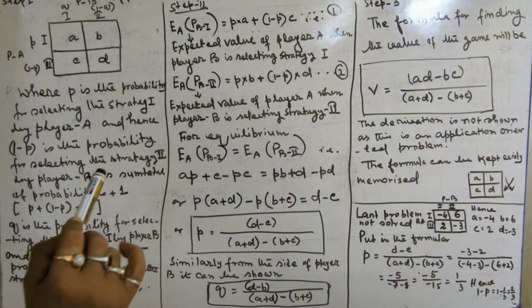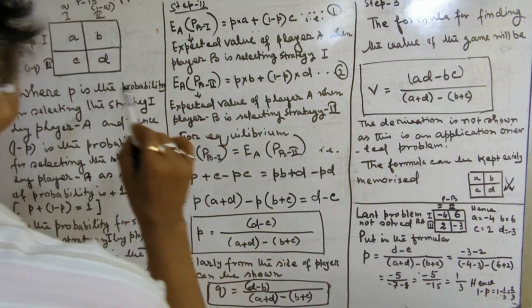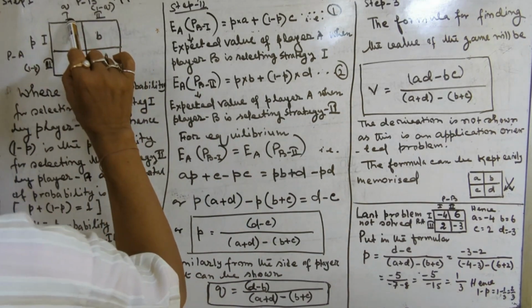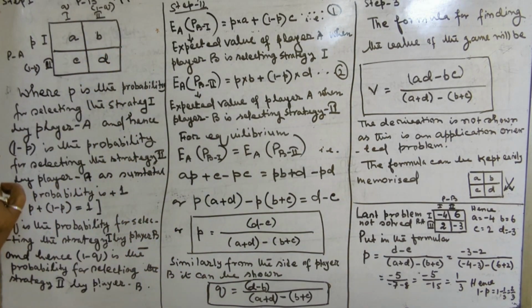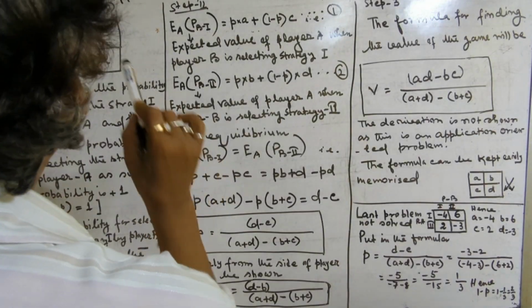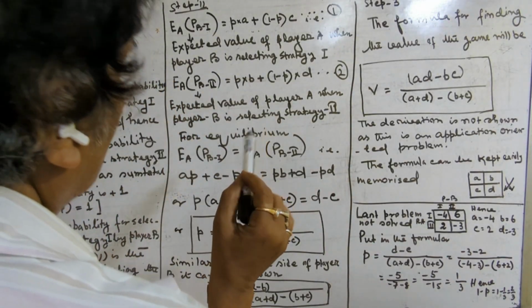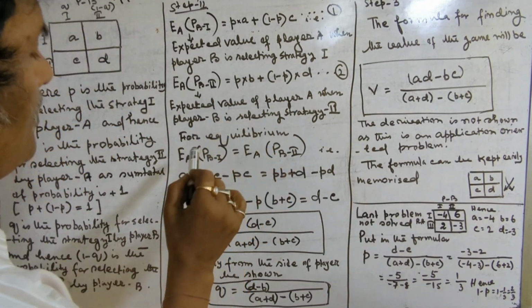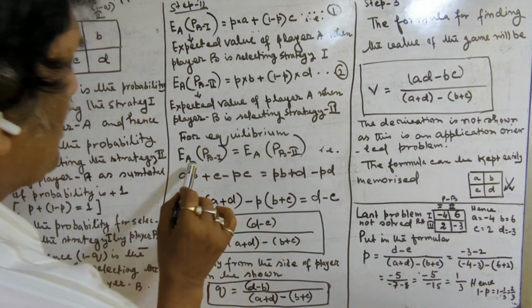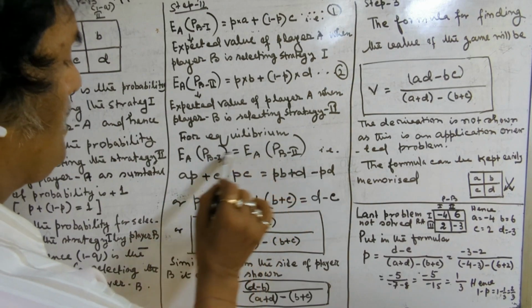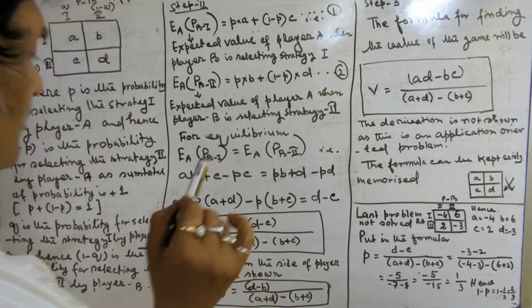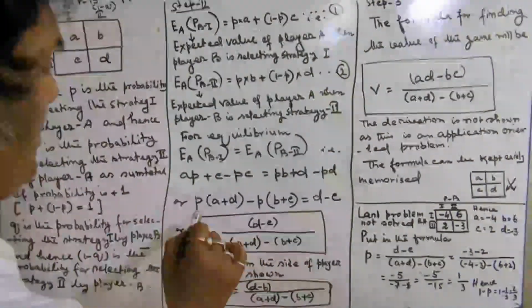For the condition of equilibrium, equilibrium means whatever the expected value to player A when player B is taking strategy 1 will be the same as when player B selects strategy 2. That is written here, that is the equilibrium condition. In that case, both the expected values will be the same as it is the equilibrium situation.